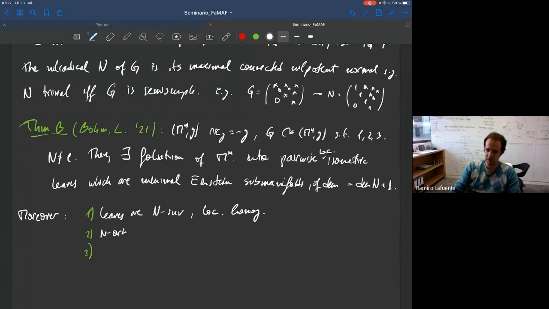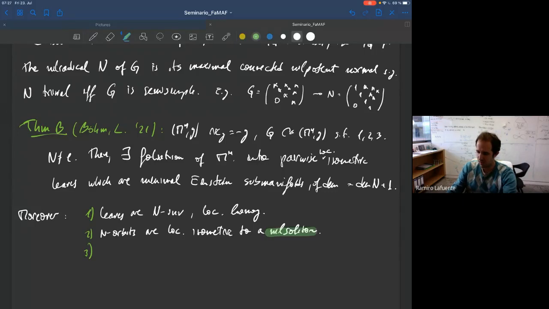The N orbits, we understand their geometry very well. They are locally isometric to a fixed nil soliton. So a nil soliton is a Ricci soliton, a left invariant Ricci soliton on a simply connected nilpotent Lie group. Yes, a universal cover of N. And they are unique up to isometry because I'm fixing the group N, right? So the geometry of the N orbit is, of course, very well understood, right? And then this is extremely important.